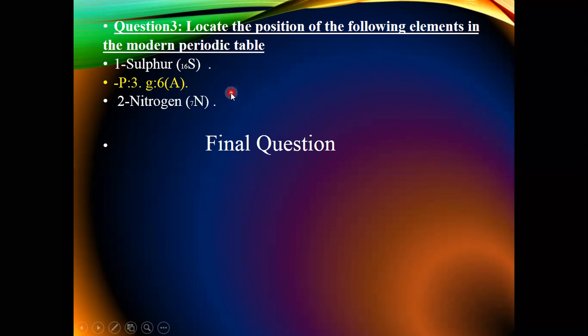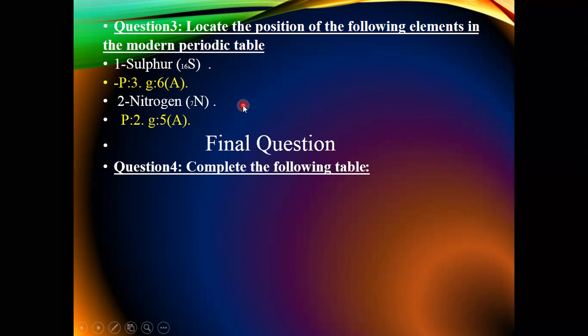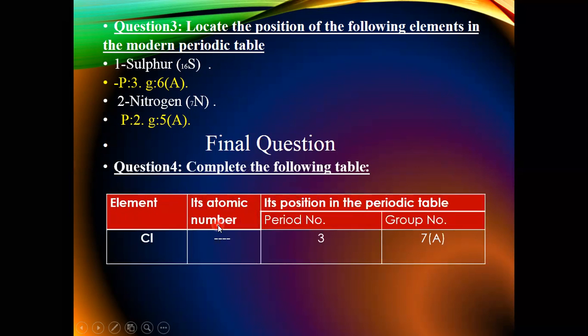Number 2: nitrogen N 7. على طول هتلاقي الconfiguration هتبقى first energy level 2 والsecond is going to be 5. يبقى how many energy levels؟ 2. يعني إيه 2؟ يعني period 2. طب في outermost فيه how many electrons؟ 5. It means period 2 and group 5A.